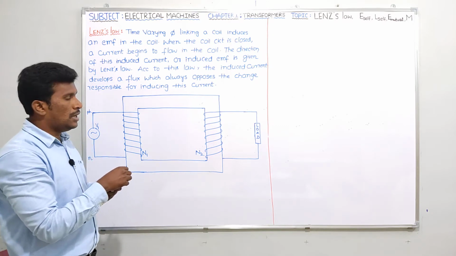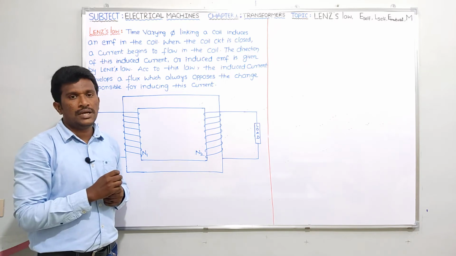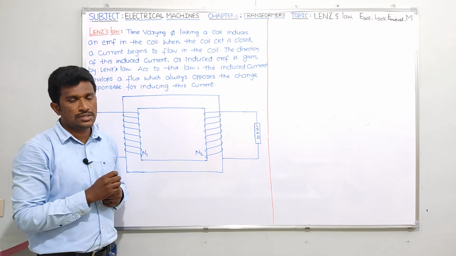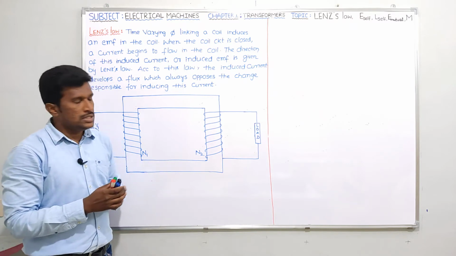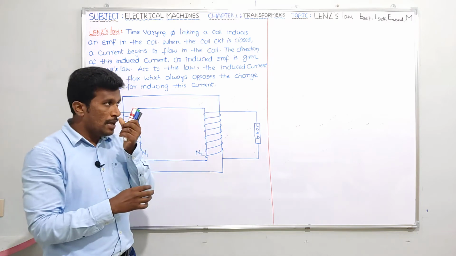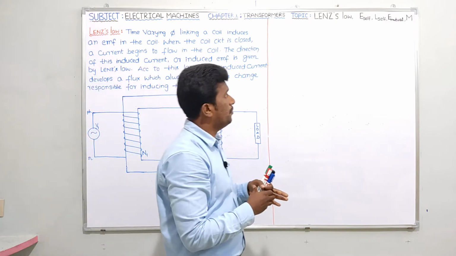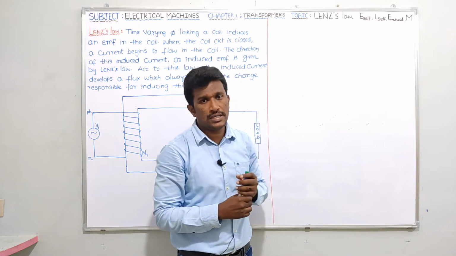Anyway, one more thing I told: you can assume dots at the beginning end or ending end of a coil. That is our wish. So that we discussed in dot rotation. In this video, I am just going to start Lenz's law and what is self-induced EMF and self-inductance, mutual induced EMF and mutual inductance.